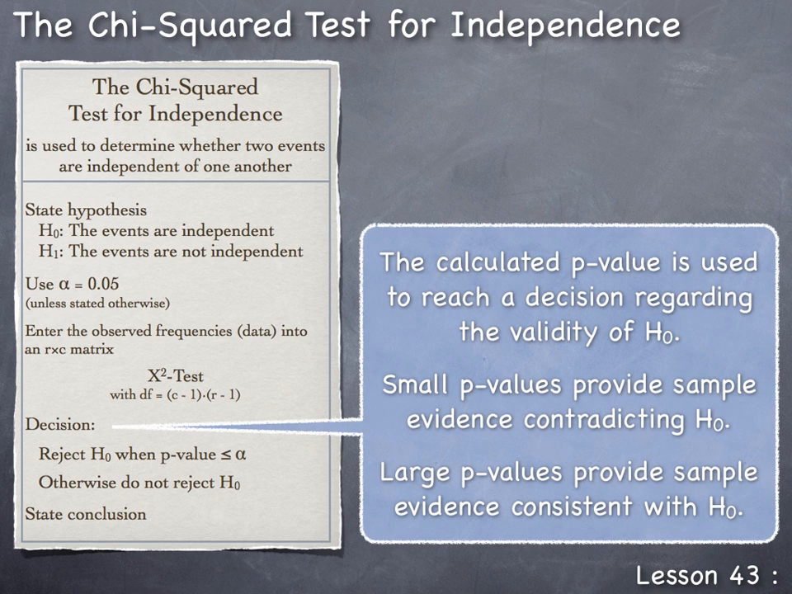Now, the calculated p-value is used to reach the decision regarding the validity of H0. Small p-values provide sample evidence contradicting H0. That's why when the p-value is less than or equal to alpha, we reject H0. And large p-values provide sample evidence consistent with H0. That's why when the p-value is greater than alpha, we do not reject H0. So now, based on this decision of whether we reject H0 or not reject H0, we can interpret the result to state our conclusion.